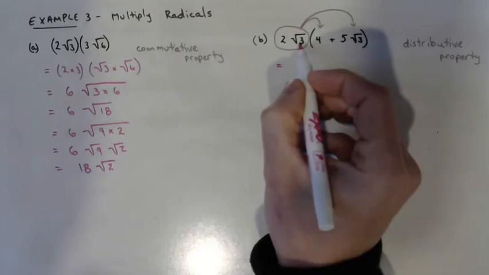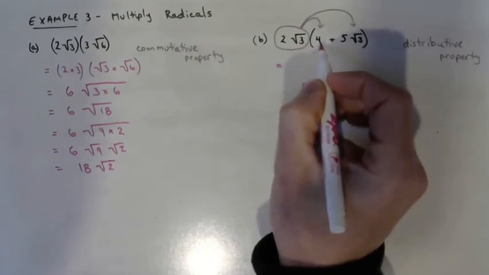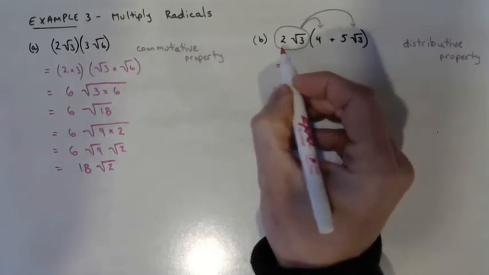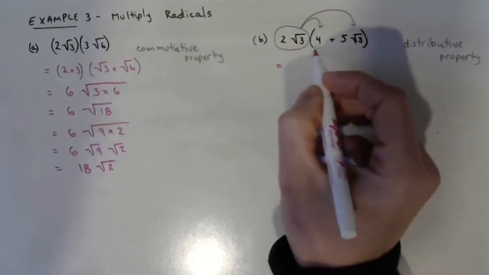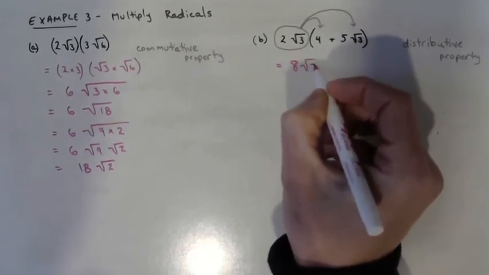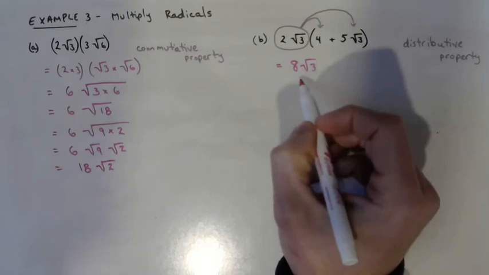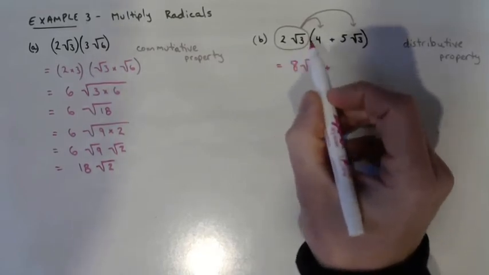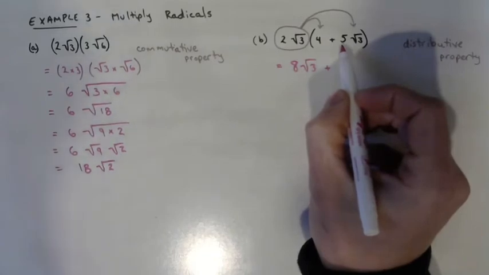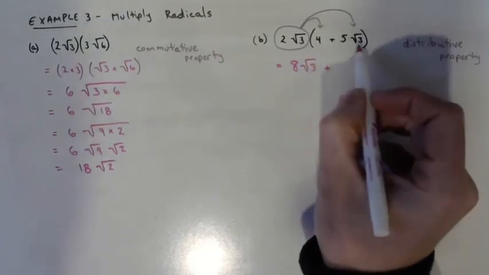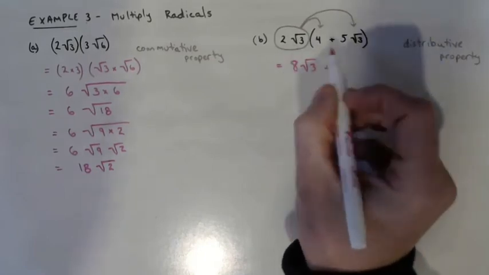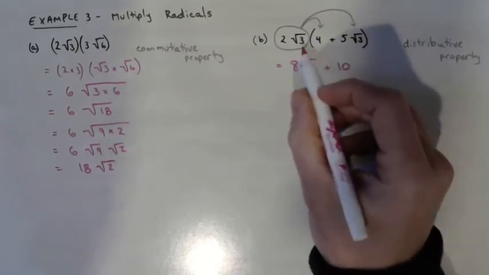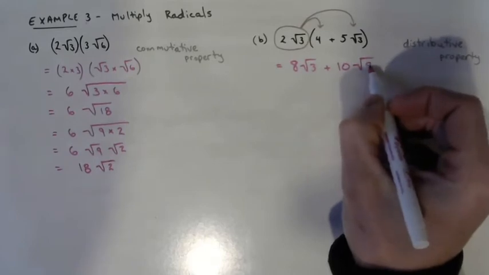2 times radical 3 times 4. Remember, commutative property. 2 times 4, radical 3. 2 times 4 is 8 radical 3. Don't forget this part. Good. Next, plus 2 times 5 is 10. Radical 3 times radical 3, it's actually going to end up being 3, but we'll do it in 2 steps. 2 times 5 is 10. Radical 3 times radical 3 is radical 9.